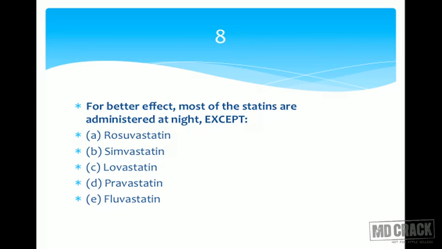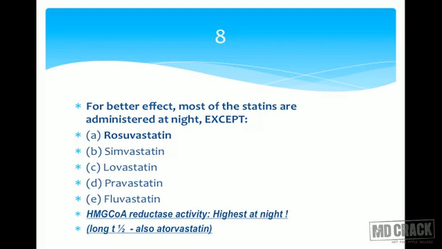So the answer for this question can be either atorvastatin or rosuvastatin, because these are long-acting agents. Now atorvastatin is not there in these options. Naturally you go for rosuvastatin, but some other examiner can remove rosuvastatin from here, and then the answer could be atorvastatin in that case. Let's have a look at the answer. Rosuvastatin. Just for your revision, HMG CoA reductase activity is highest at night. So you need to use a drug with a long half-life. Now the answer here is rosuvastatin.